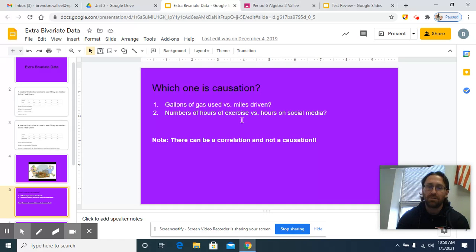Now, the number of hours of exercise versus the number of hours you use on social media. One doesn't really affect the other. It could affect it. So while I'm working out, I'm not using social media, but it doesn't have a direct effect on the other. So correlation, someone that uses more social media probably works out less. That's a correlation, but one doesn't cause the other. The amount of miles you drive makes you use more gas. That's causation.